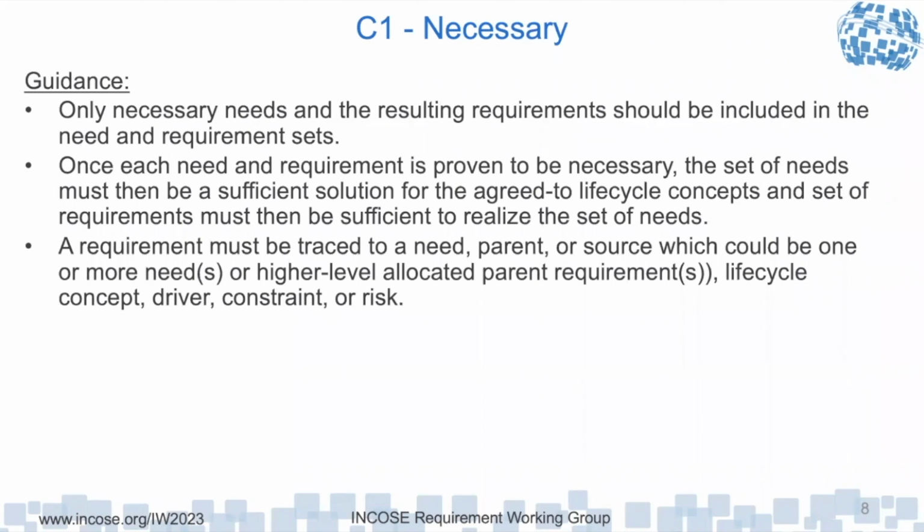There are multiple traces that you may have. In the past, everyone was really big about parent-child relationships, and so every requirement had to have a parent. If you look at the whole approach that we have for each system of interest, there are life cycle concepts, needs, and requirements that you can trace to. But if there were allocated parent requirements, then you'd also want to trace to them. So some requirements may trace to both.